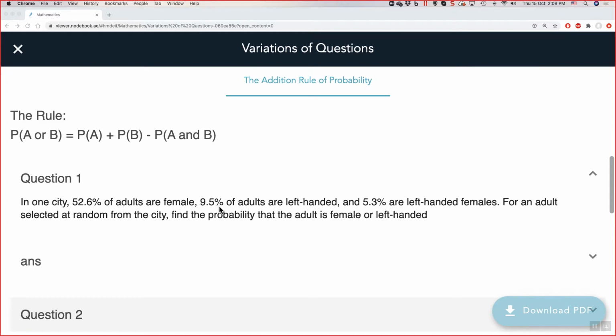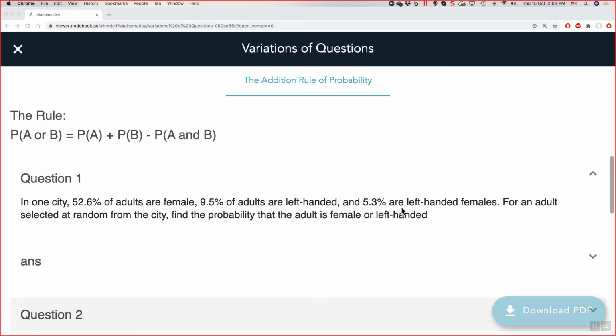Okay, similarly, we have another event which is left-handed people or left-handed adults, and they have this percentage, 9.5% of adults are left-handed. That means if you select one from all adults, then the probability it will be left-handed is exactly the same as the percentage, which is 9.5% or 0.095.